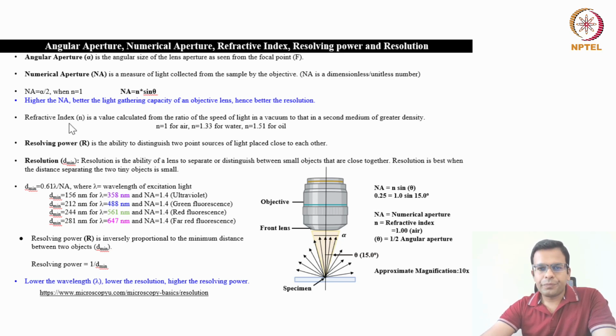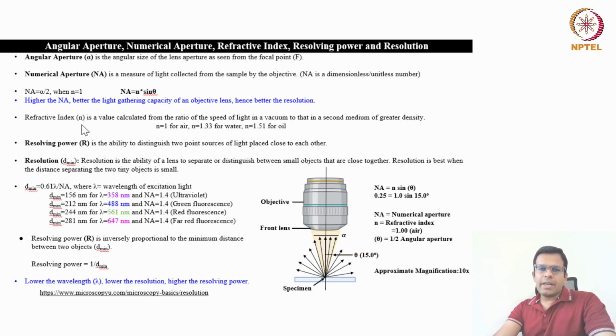So the higher the numerical aperture, the better the light gathering capacity of an objective lens, hence the better the resolution. So you should always go for the higher numerical aperture because it will provide better resolution. Because with a higher numerical aperture, this objective lens can collect more light coming from the sample, and that can create a better image.